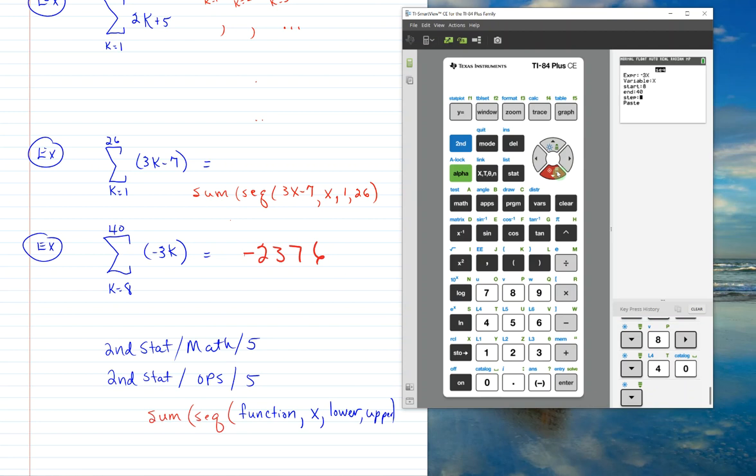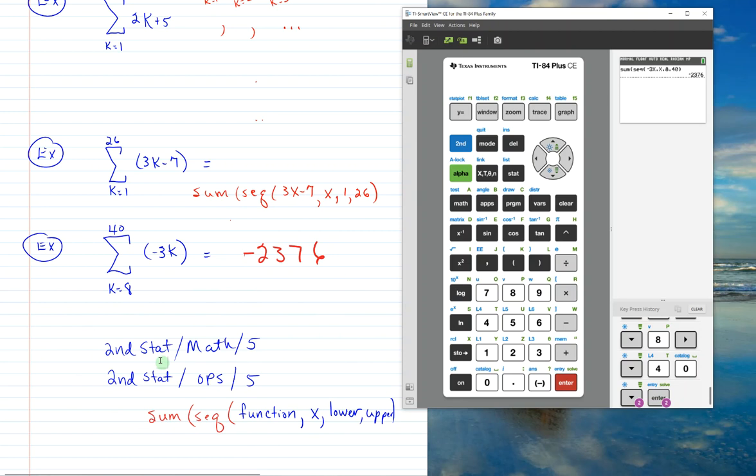And I don't think we have to put anything for step. Let's paste. And we have that, which is what you would do if you had the old system. You would do exactly what I did, and then you would type in the function, comma x, comma the lower limit, comma the upper limit. And we'll hit enter, and we should get negative 2,376.